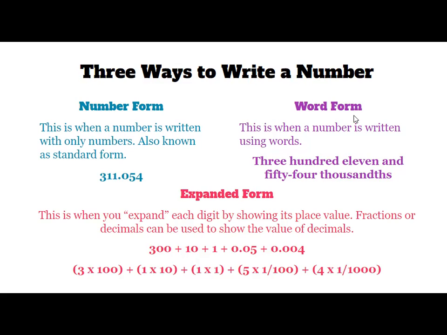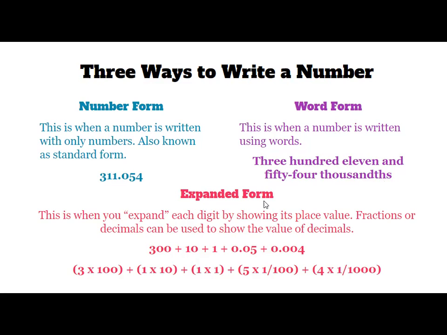Then we have word form, which is just that. It's when a number is written using words. And here is an example of a number written in word form. We have 311 and 54 thousandths. So we have the standard form or the number form of that same number, and then we have the word form. Last, we have expanded form.